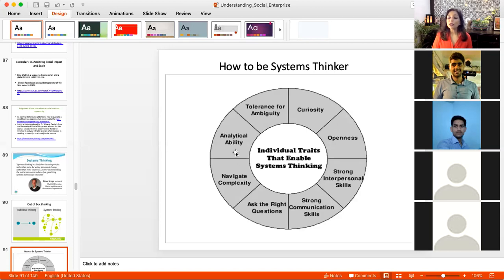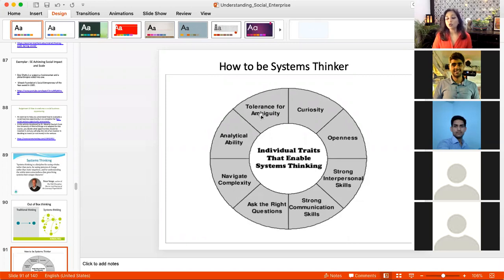And last but not the least is about having analytical skills. Because once you have this ability of curiosity, interpersonal skills, asking the right questions, and navigating through complexities, you need to have this critical ability of understanding the problem, and good analysis is again a step forward to coming at a correct answer.